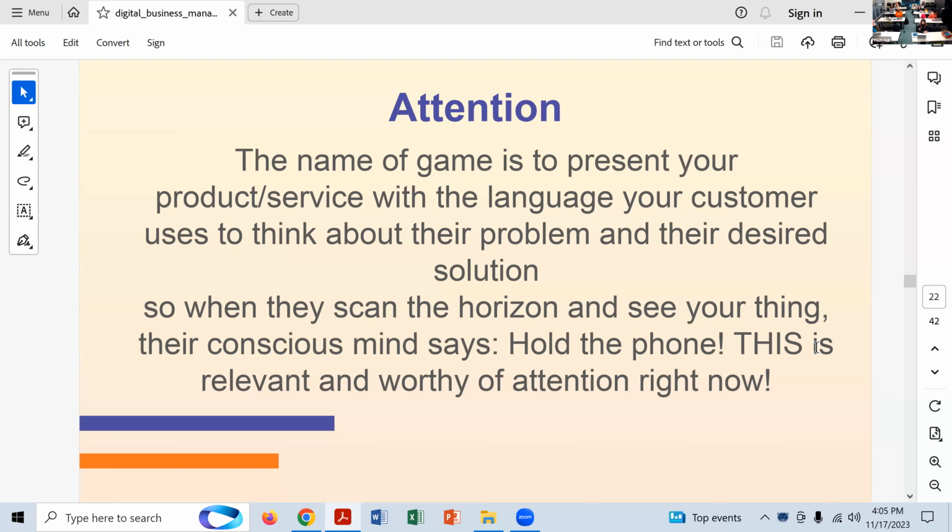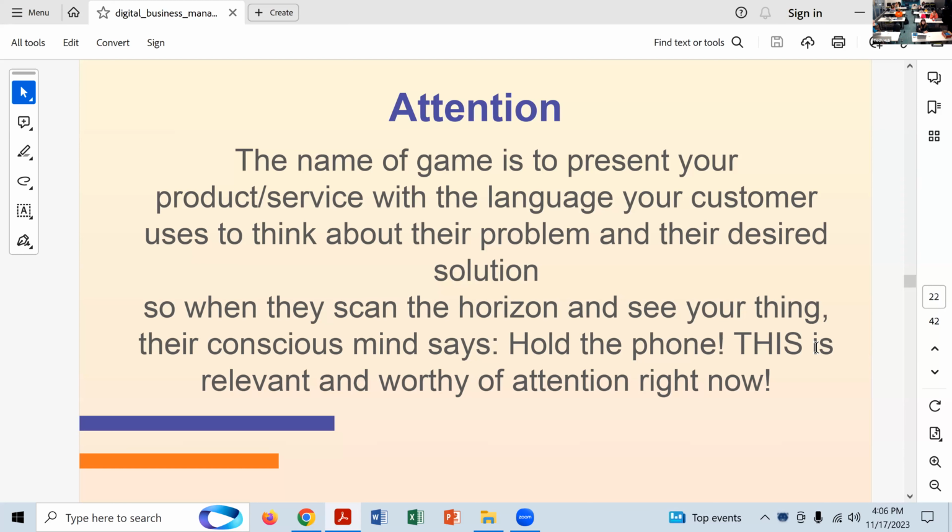And so we want to cut through the noise by saying the most specific language that they can connect with and say, oh, this is a good time to stop and pay attention, because I'm gonna solve a problem here that's relevant to the whole hero's journey I've got going on inside my own mind and my own life and all the things I care about.